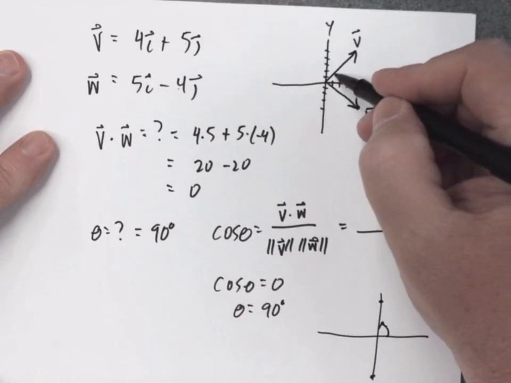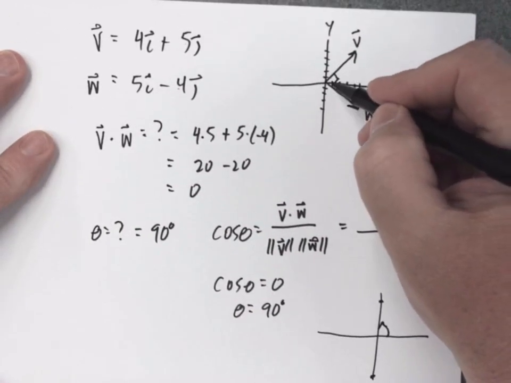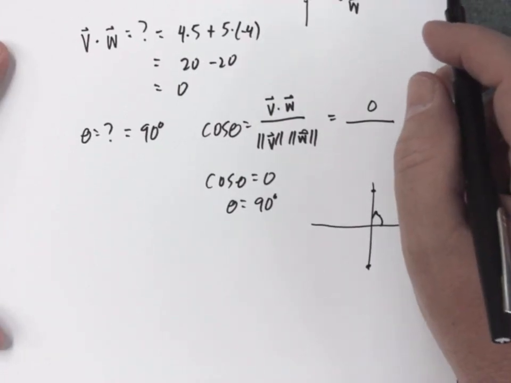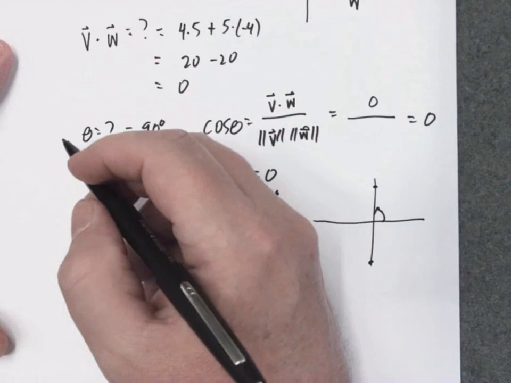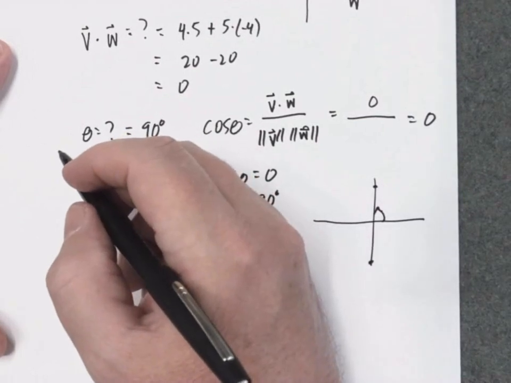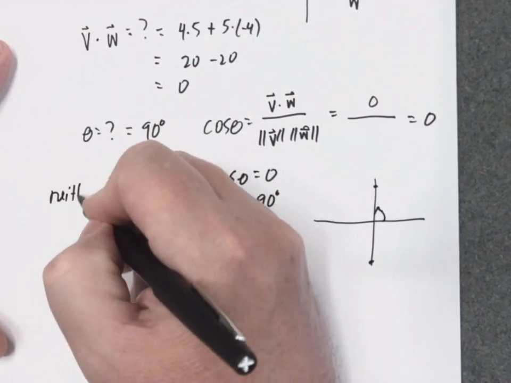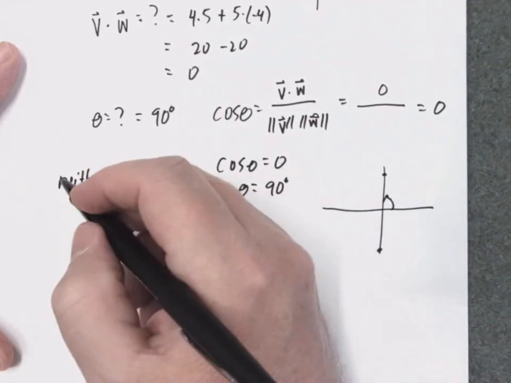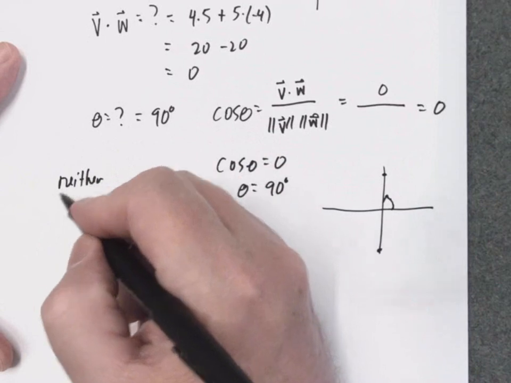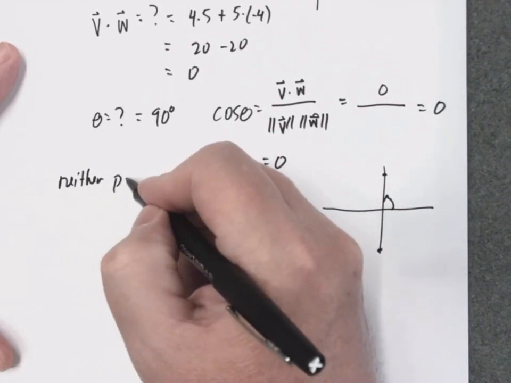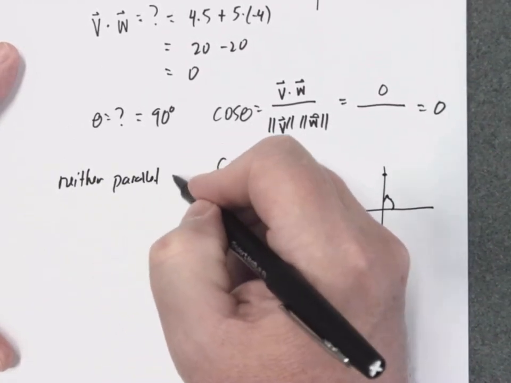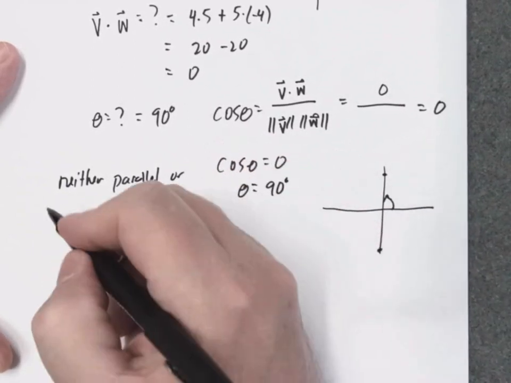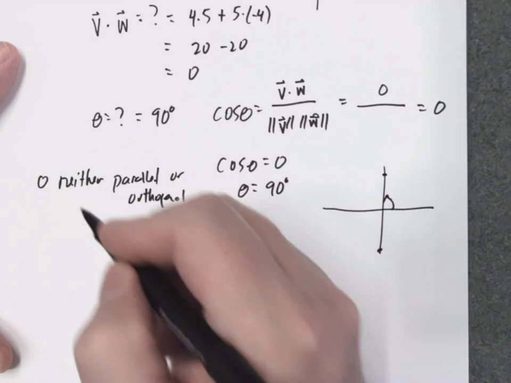So you can see we've confirmed this was in fact a right triangle. And then the last question asked, so it's a multiple choice. Are those two vectors neither parallel or orthogonal? That's the first choice.